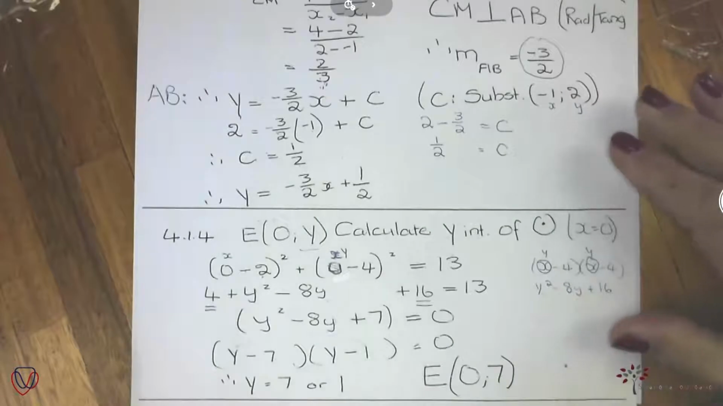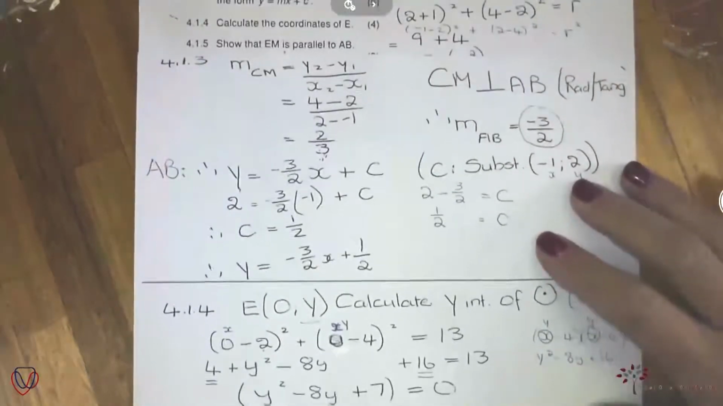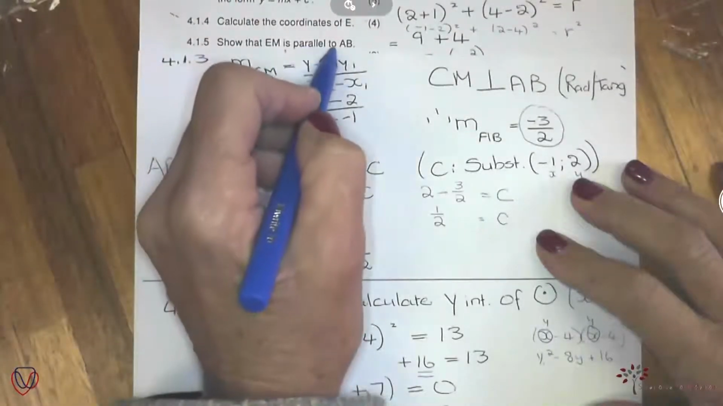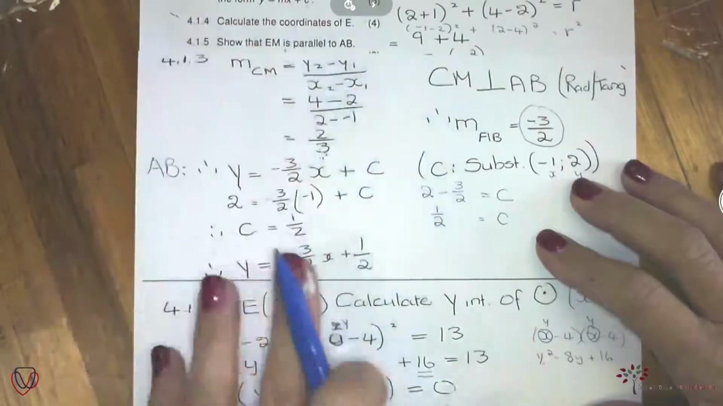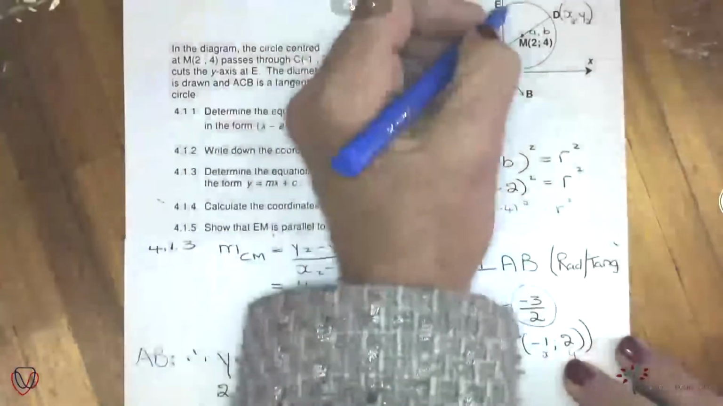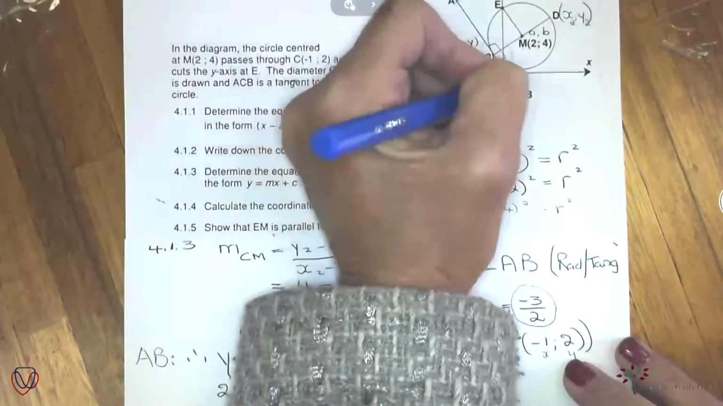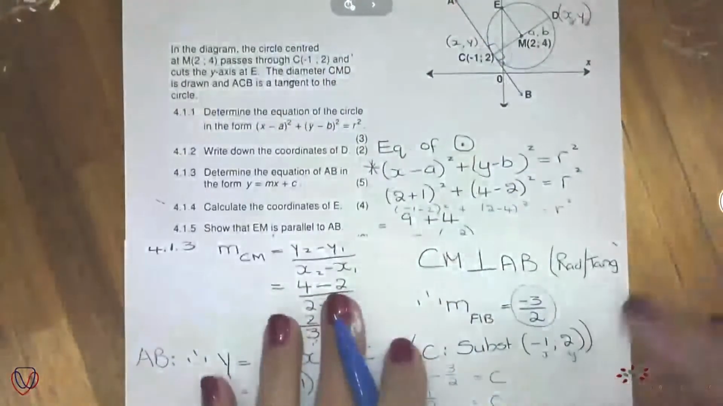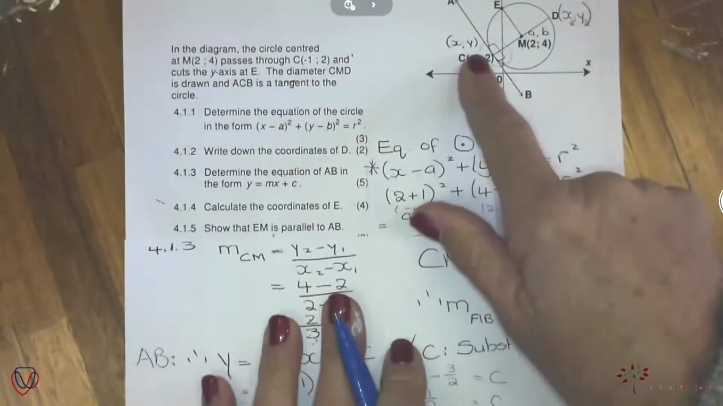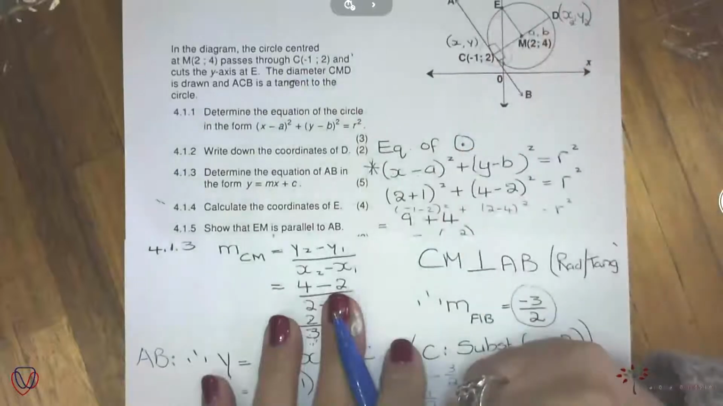Let's go to 4.1.5. I'm just going to read the question to you. Show that EM is parallel to AB. Now let's go to the sketch quickly. EM will be there, and there's AB. I've already got the equation of that, so I do have the gradient of this line. That will be exactly the same as the gradient of EM.